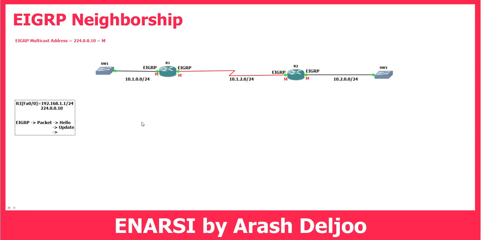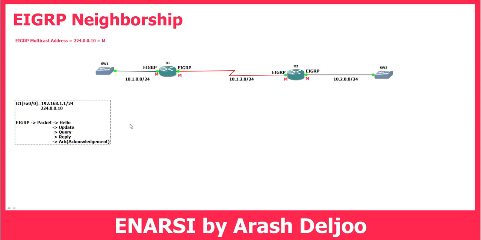The next packet is, for example, the query packet of EIGRP. And also the next is the reply message of EIGRP, and finally the next packet is the acknowledge of EIGRP. I will talk about all of them in this course, because of that, you will learn about them.